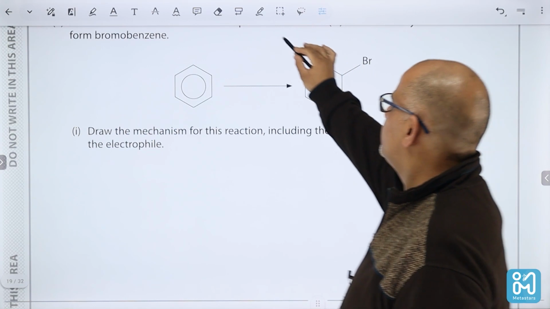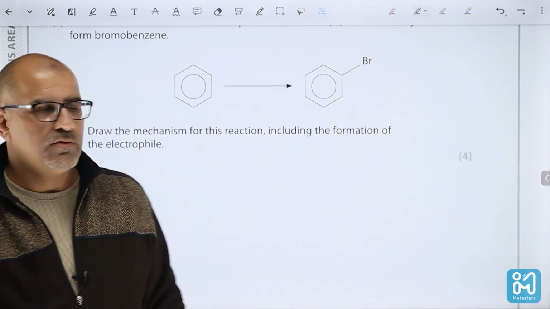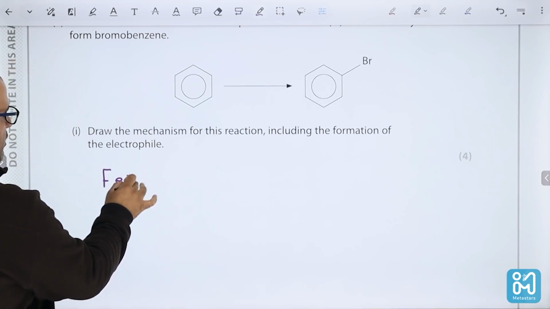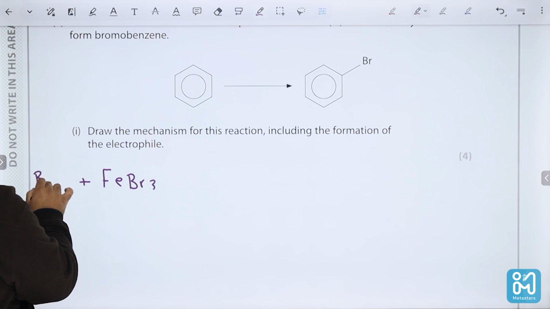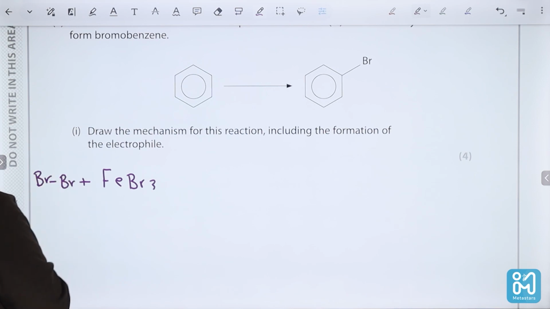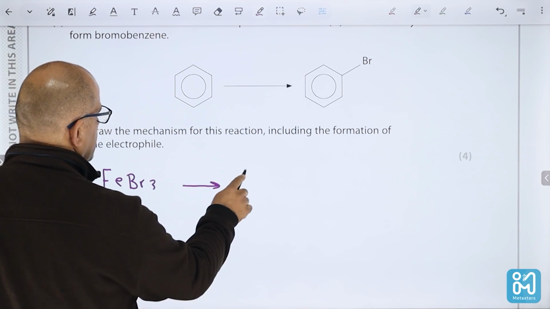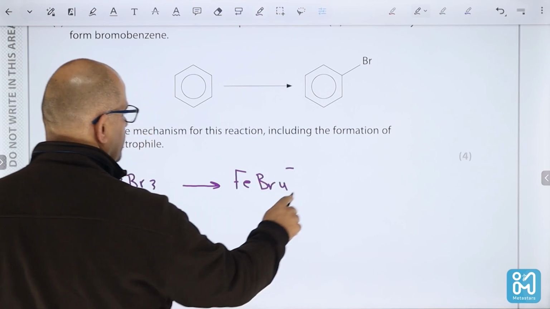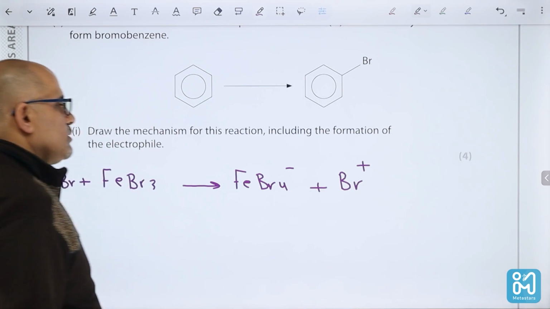Okay, it's very easy. It shall be very easy to you too. FeBr3 reacts with Br2 molecules. So this will form FeBr4 negative plus the electrophile Br positive.